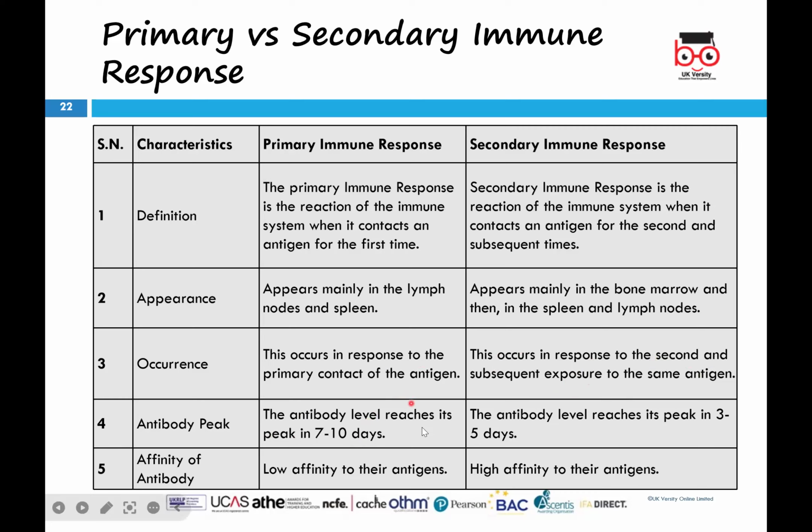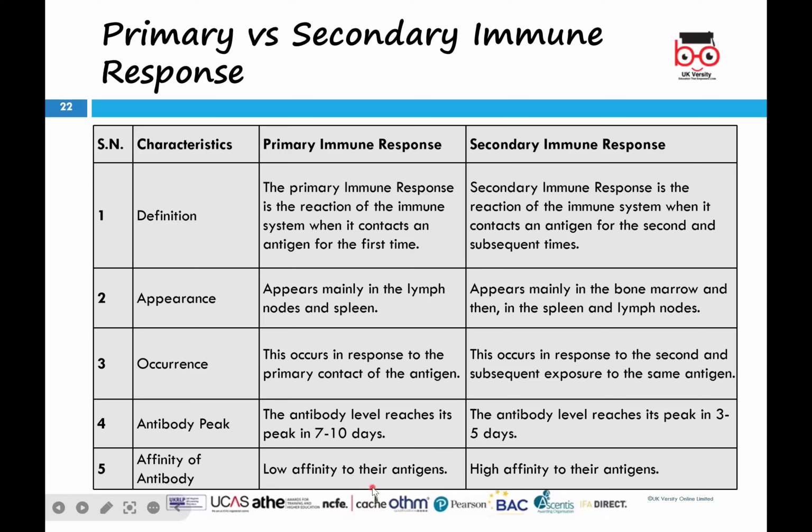Antibody response reaches its peak in 7 to 10 days, as we saw earlier in the primary response. Whereas the secondary response, I said, is quicker because it has memory cells. It's 3 to 5 days.